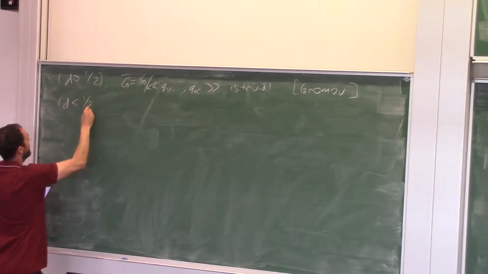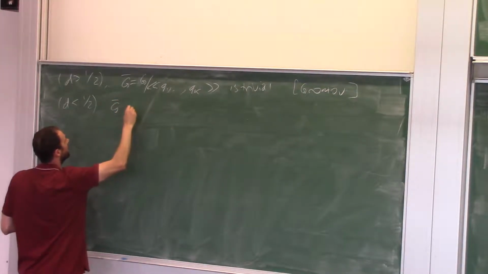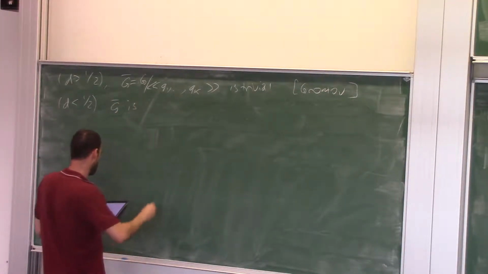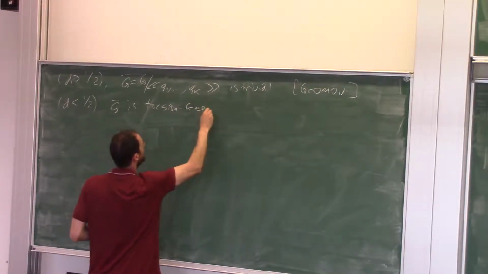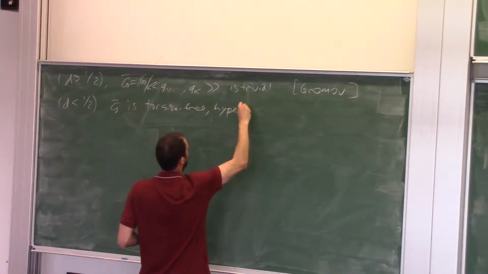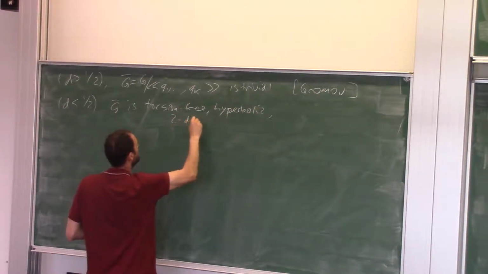On the other hand, if density is less than a half, then the quotient is with overwhelming probability torsion-free, hyperbolic, two-dimensional. This is also due to Gromov.